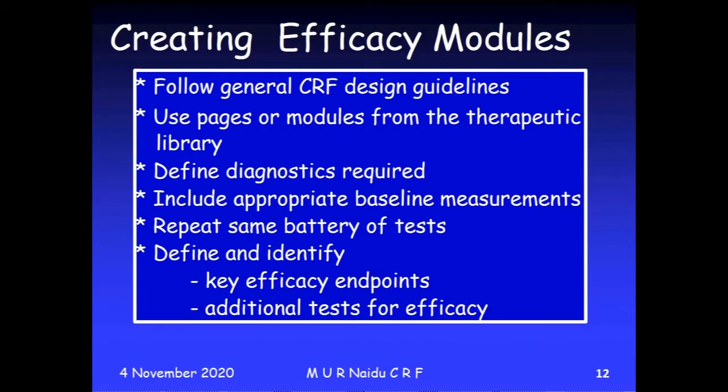In completing the efficacy module, follow the general case record form design guidelines. There are a number of guidelines available for designing a case record form in journals. Use a page or module from the therapeutic library. Define the diagnostic requirement. You should clearly write, for the patients who are going to be included in the trial, what diagnostic procedure you are going to do and what parameters you are going to take, and that should be mentioned in the efficacy module.